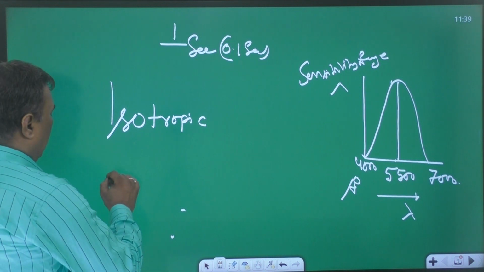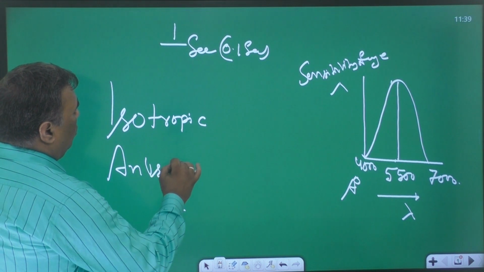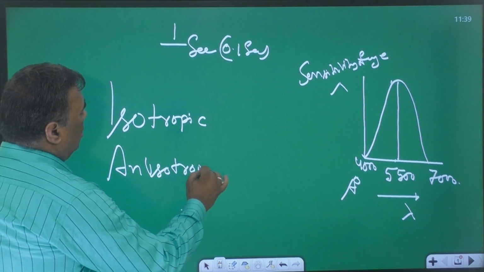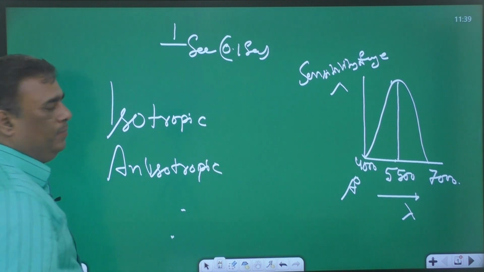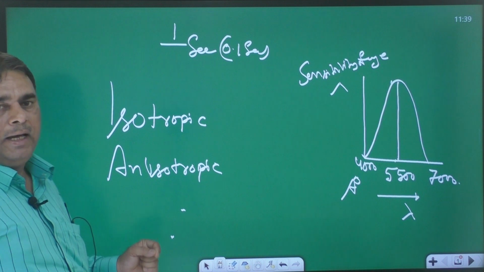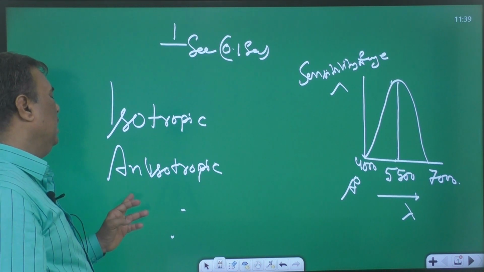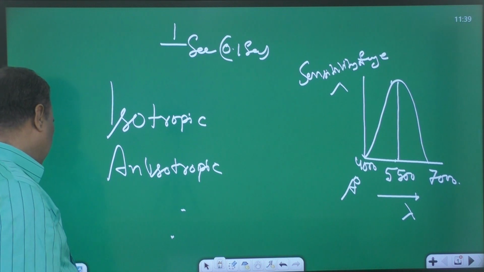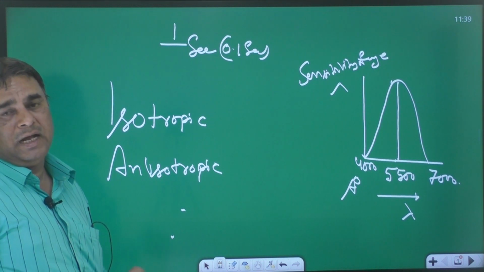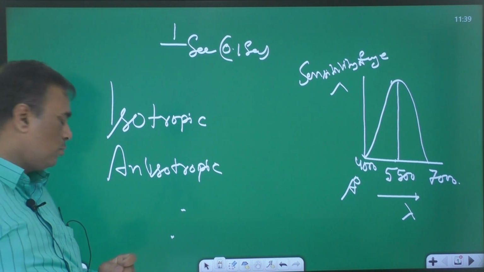Next, anisotropic. If the speed of light is different in different directions in a medium, such a medium is called an anisotropic medium. Examples are calcite or quartz. Okay.